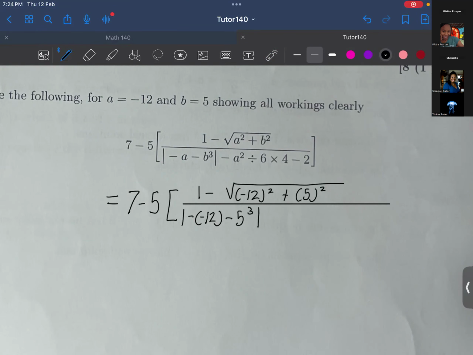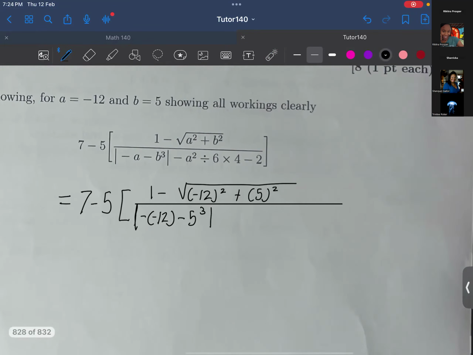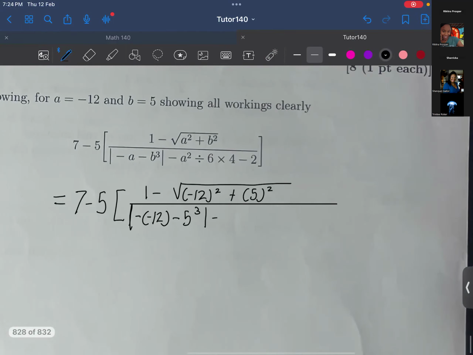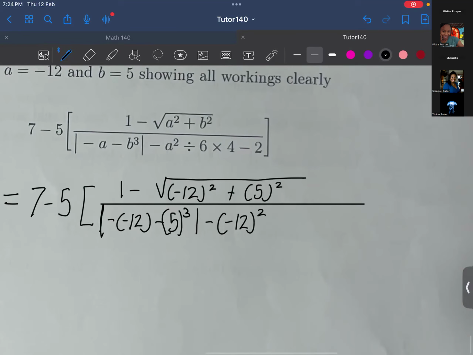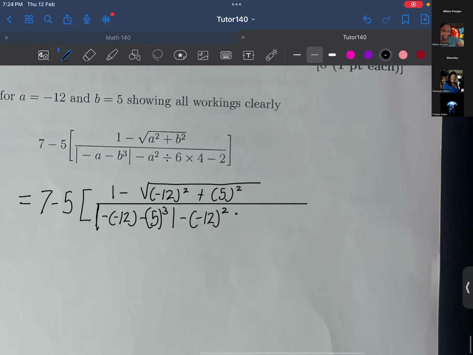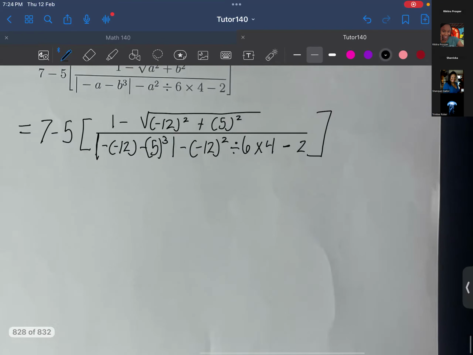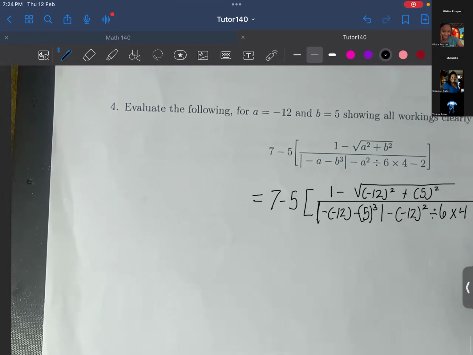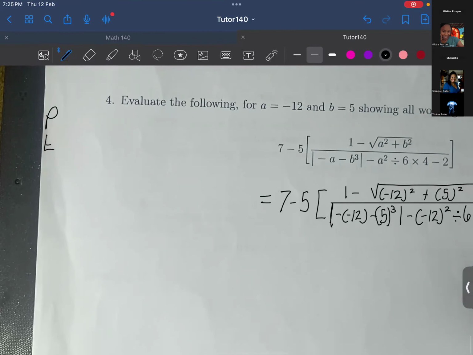And then close absolute value. Minus a squared plus -12 squared. Remember, don't forget your brackets. This should be in brackets too. Divided by 6 times 4 minus 2. Close bracket. Now remember order of operations. PEMDAS.